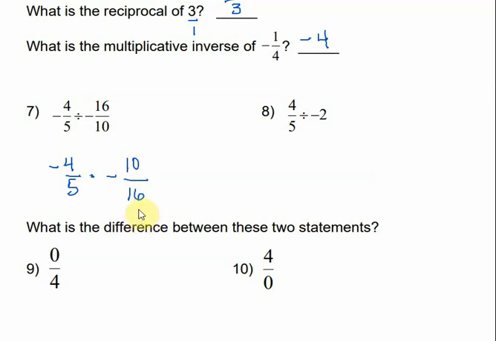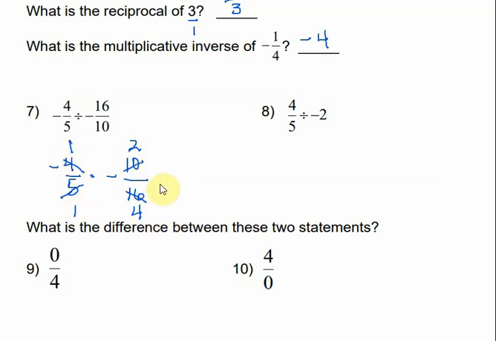Now, to make things a little easier, we can always reduce. Anything in the numerator can be reduced by anything in the denominator. So if I see something that will divide, I can do that and it makes my number smaller. 5 will divide into 10 2 times. And 4 will divide into 16 4 times. So these are ones now.